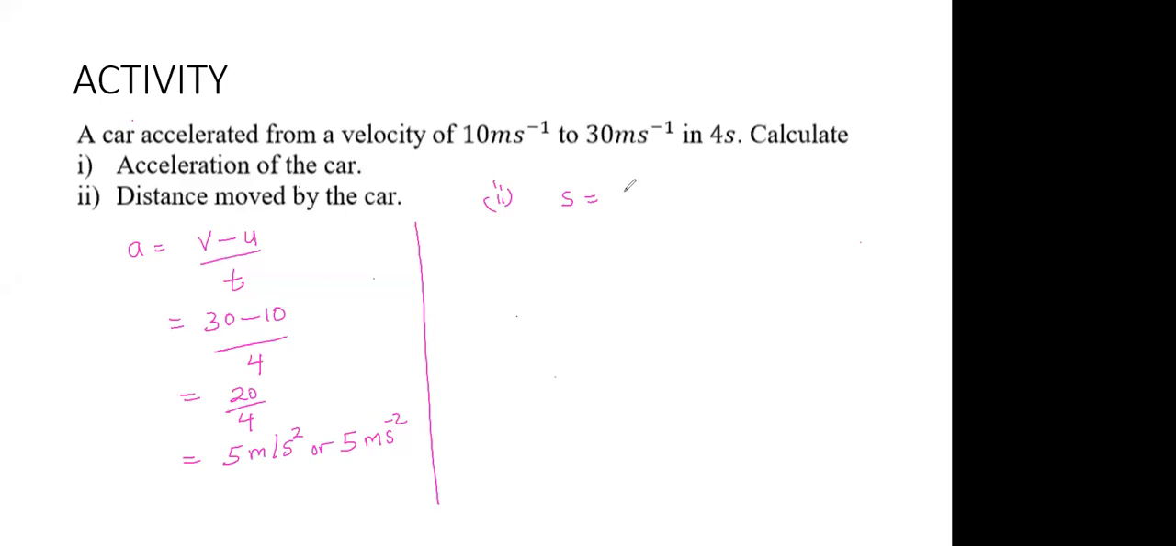Have you seen the three equations of motion? Yes. What is the second one saying? S is equal to ut plus a half at squared. Good. Now, members, whenever they talk about distance moved by the car, we always look out for the equation that has S in it. That is the one you use.